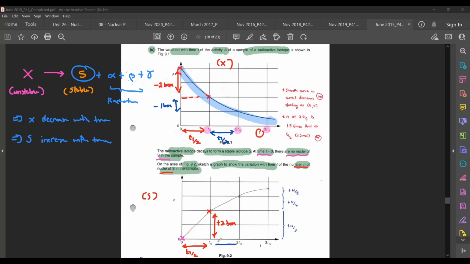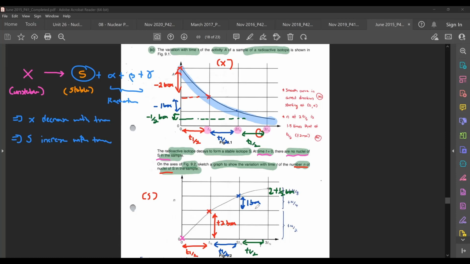So logically, if you translate it to your next graph, after one half-life, it should by right increase by 1 box. Then you repeat it for the last one. This one, after one half-life, it reduces by minus half a box. So likewise here, after one half-life, it should increase by half a box. Okay, plus half box here.